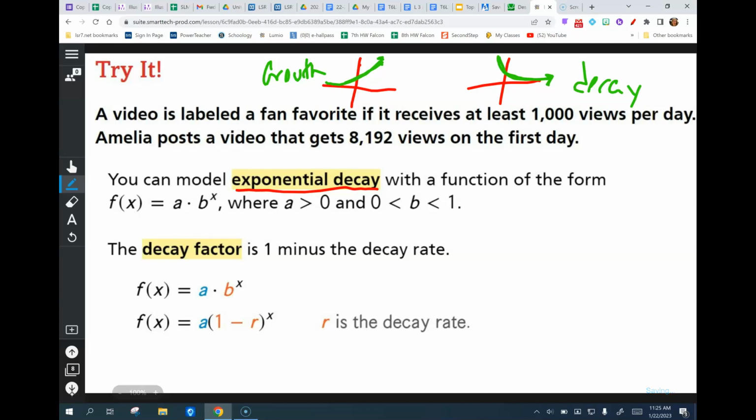An exponential decay is where a is greater than 0, so we have a non-zero, but now b is going to be between 0 and 1. A decay factor is 1 minus the decay rate. So a stays the same, but 1 minus r is going to be your decay factor, where r is the decay rate. 1 plus r is going to be the growth factor of the exponential. So hopefully you've written this down.